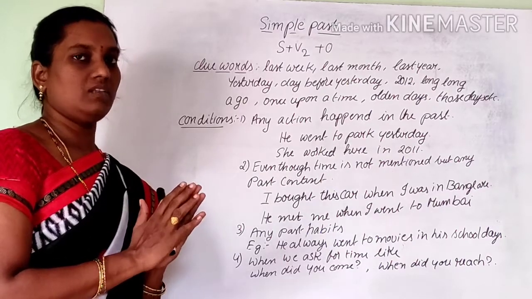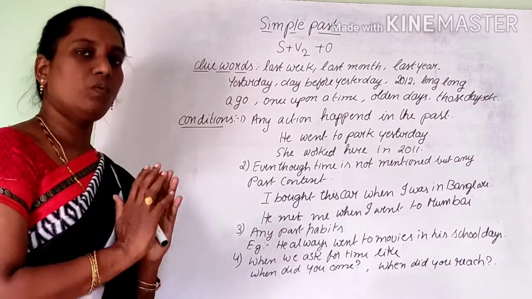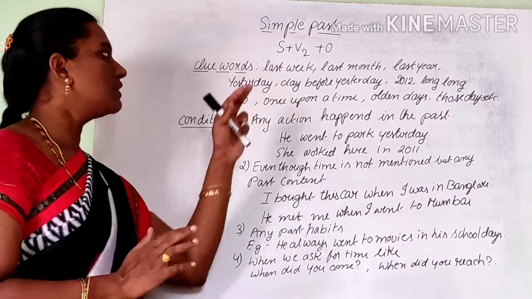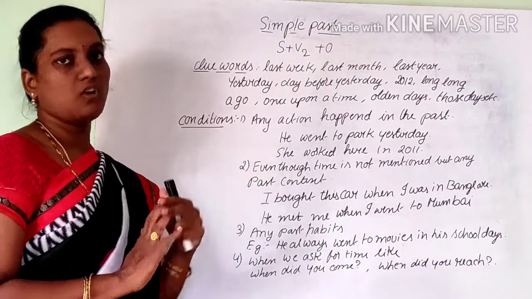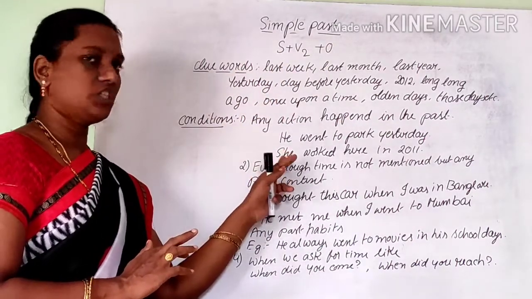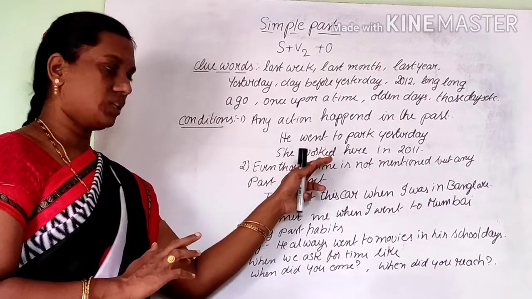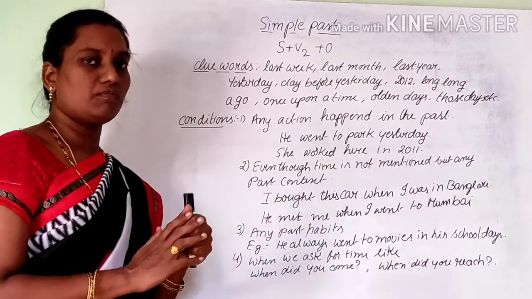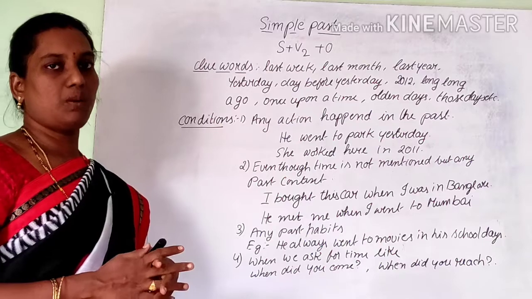Check whether the sentence is in simple past or not. What is the structure of simple past? Subject plus V2 plus object. Subject she, V2 worked. Here is the object. So it is in simple past.